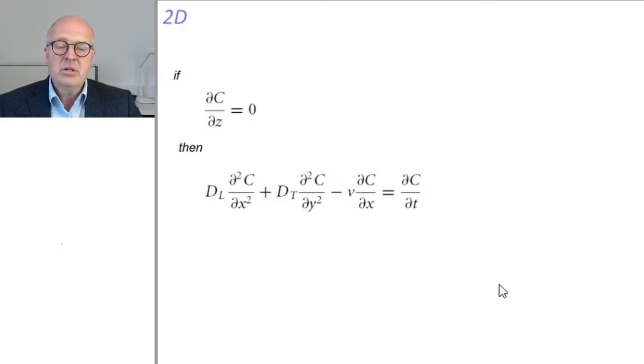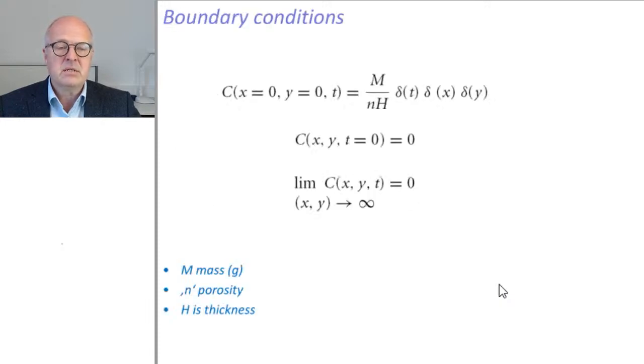And now we have a new equation, longitudinal dispersion D_L, multiplied with the second derivative of concentration in x direction plus transverse dispersion coefficient D_T, multiplied with the second derivative of concentration over y, taking into account the advection, gives the change in concentration. So this differential equation can be solved. We assume that the concentration change over z is 0.